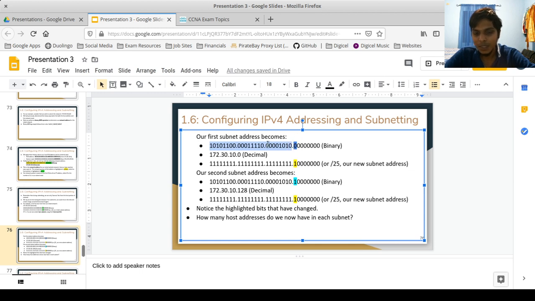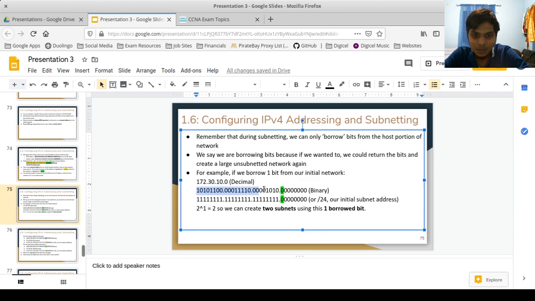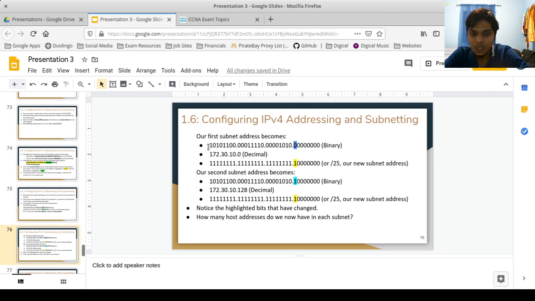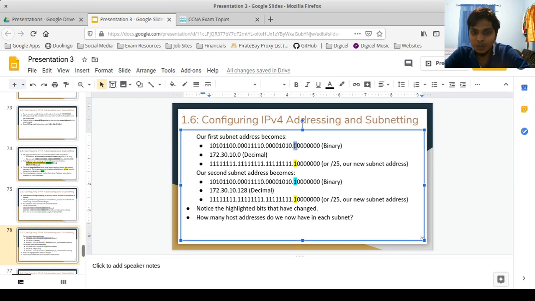So you'll see, if you go back, this whole binary bit there is this thing here, because we couldn't mess with this at all. So we just copy back that entire thing there, and then dot, and now we put our first borrowed bit here. So the first subnet address is this when it's 0, and the second subnet address is this with 1.